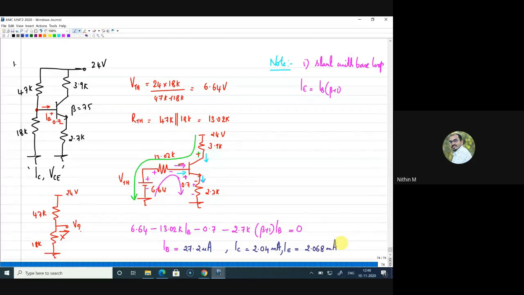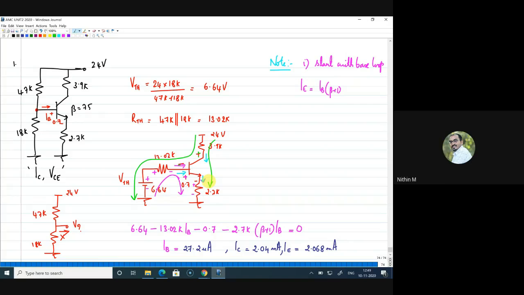Yes, Kirtana. My question is, we have taken the base loop and evaluated IB, and through IB we evaluated the other currents. Now, how will you evaluate VCE? Sir, we will take that voltage from 24 volts to the ground. We'll take this loop.